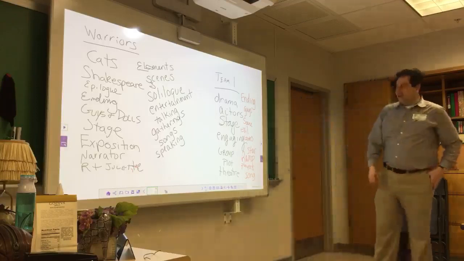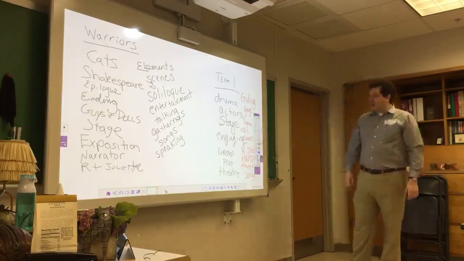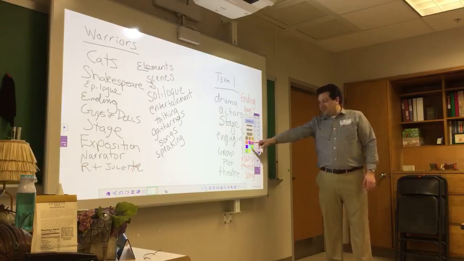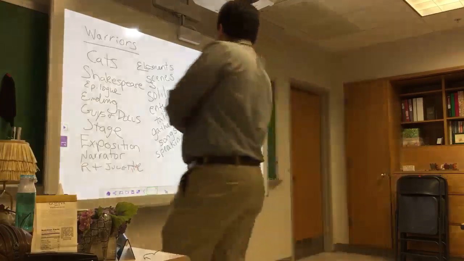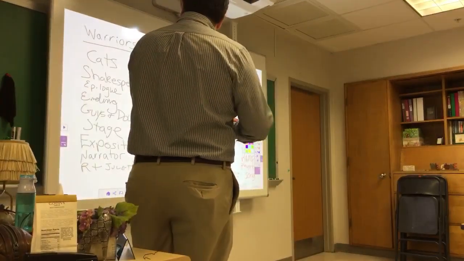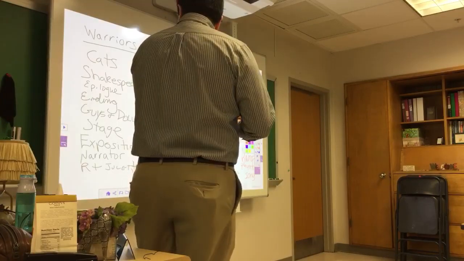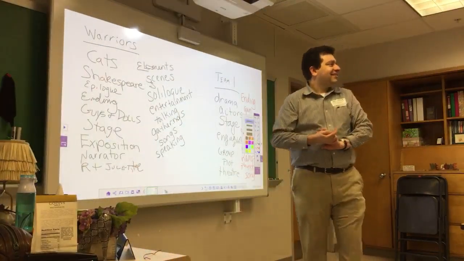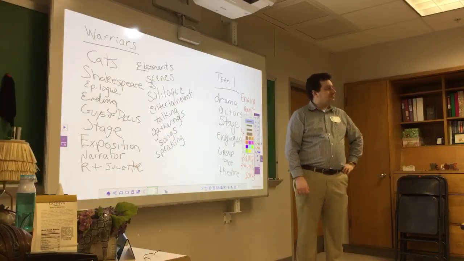All right, here we go. You know, I think I'll do my grading in, I don't know, you guys pick a color. Purple? Okay, I'll choose purple. I'll use my finger for that. All right, let's see. So, Cats, Shakespeare, Epilogue, Ending, Guys and Dolls, Stage, Exposition. Can someone explain what the exposition is? I forgot. Exposition is the beginning where the characters and the conflict are introduced.